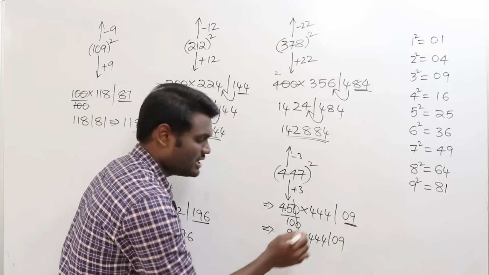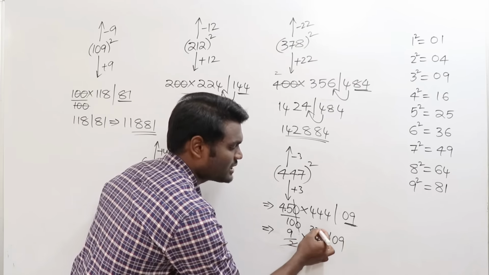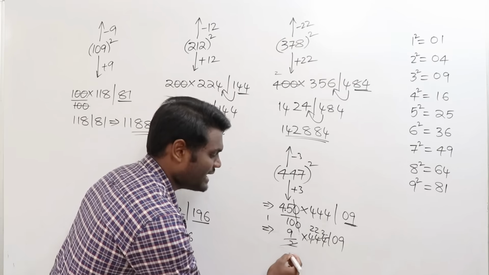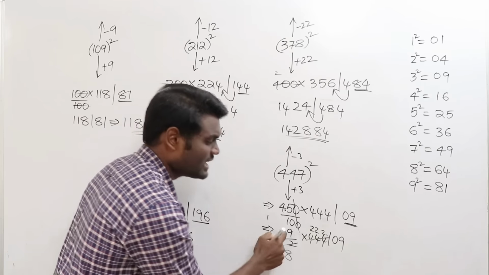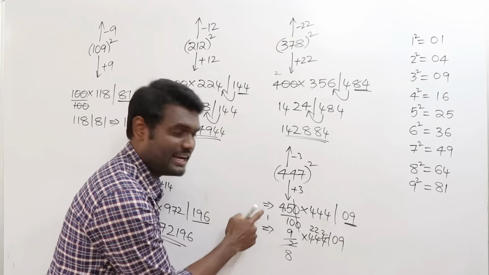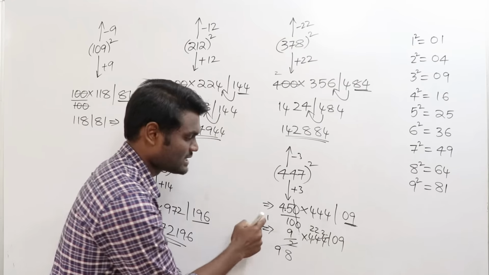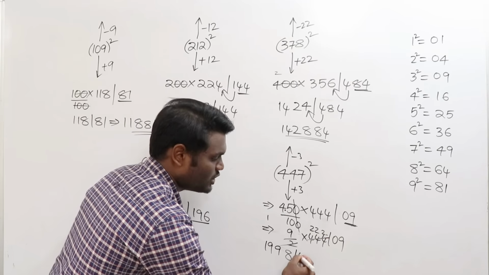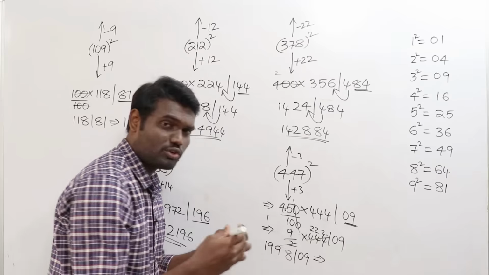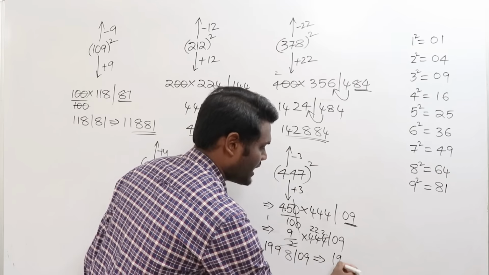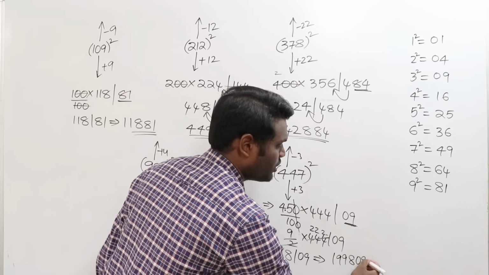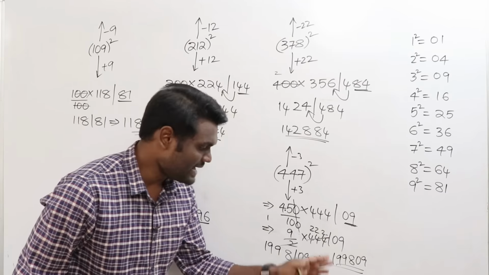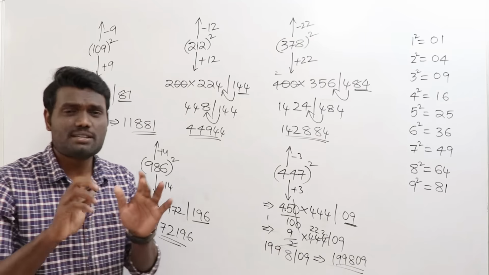Yes. Now 2 cancels here, 2 goes into 444 222 times. Now do multiplication, 9 into 2, 18, 1 carry and this will be 8. Next, 9 into 2, 18. 18 plus 1, 19. 1 carry and this will be 9. Next, 9 into 2, 18. 18 plus 1, 19. So this is 19. And you have 09. Okay. Now you can combine both of them and you can say it will be 199809, which means 447 whole square will be 199809.